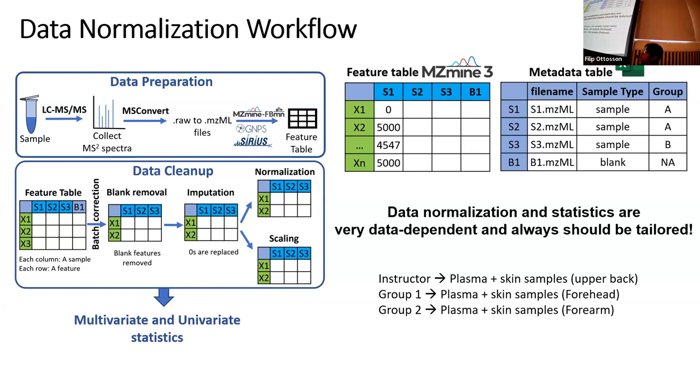And a little recap of the data that you're using. We have plasma and skin samples. Skin samples were taken at 3 different locations: upper back, forehead, and forearm. All these subjects have been administered the diphenhydramine drug, and we are monitoring the drug and the drug-related compounds at different time points, with samples taken at different time points from these plasma and skin samples. The instructor team, for this session and the next session, will be working on the upper back samples, and the assigned group will be working on your forehead and forearm samples. So in the script, you've got to change it according to your data.